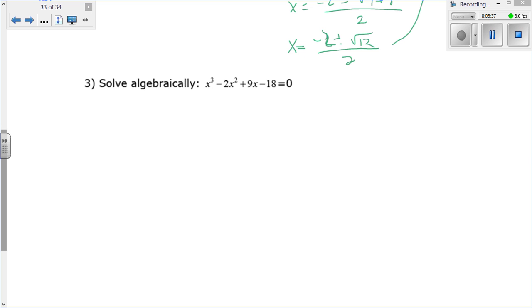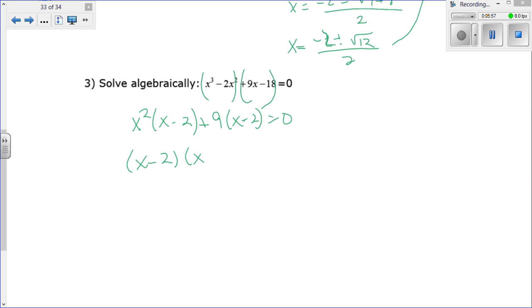Solve algebraically. If I have 4 terms, I look for factor by grouping. In the first set, I will have x squared times x minus 2. In the second set, my GCF is 9, that's with x minus 2. So now my GCF is x minus 2, and then I have x squared plus 9 equals 0. x squared plus 9 is not factorable because it is not a difference of two perfect squares, it's a sum of two perfect squares.